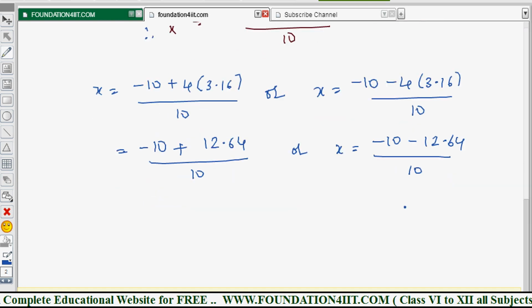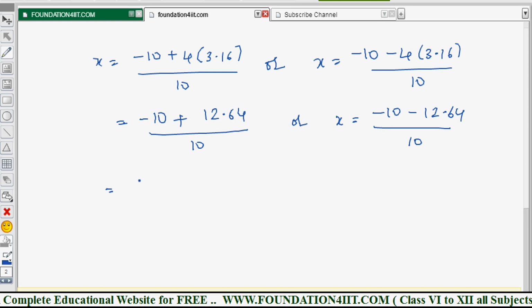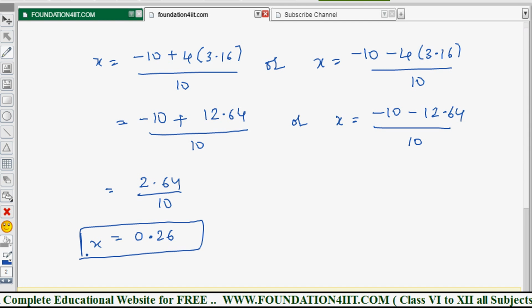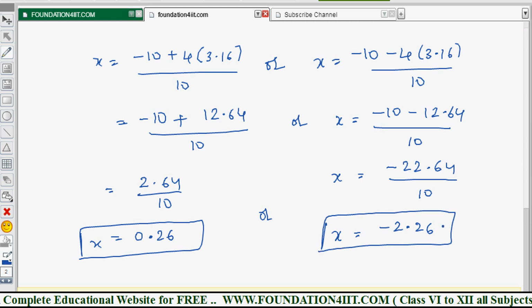Simplify once you add and subtract this side. So minus 10 and this is a plus 2.64 divided by 10. That we know is 0.264, up to 2 decimal places, leave it. x is equal to 0.26, or x is equal to, same, this is minus 22.64, because both are negative numbers, you can add. If you simplify this, minus 2.26. So 0.26 and minus 2.26. So this is the solution set. These two together you can write.